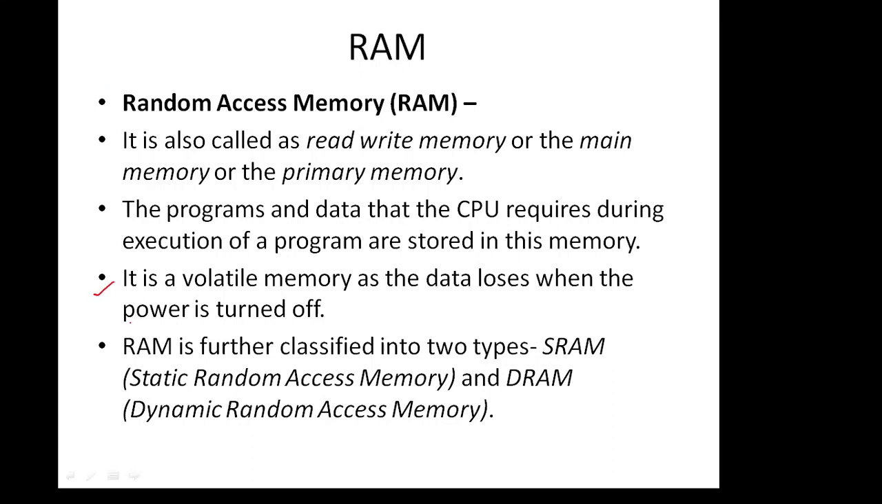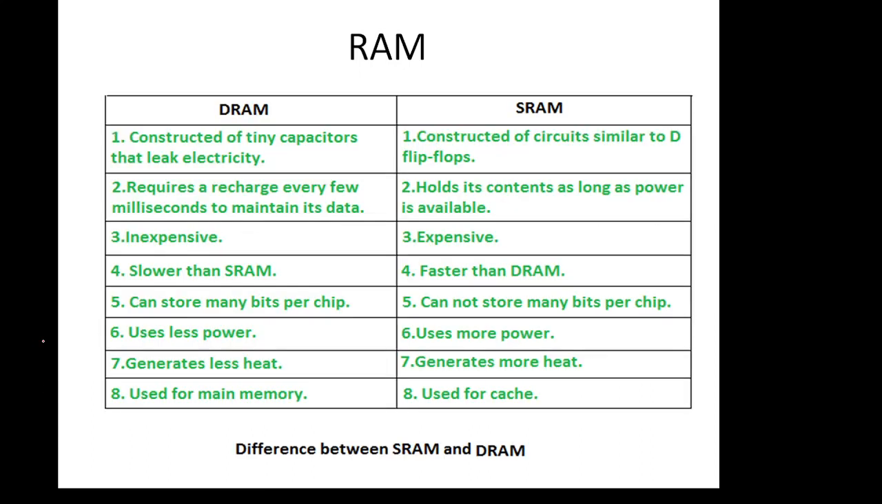This is all we know. RAM is further classified into SRAM and DRAM. SRAM means static RAM, and DRAM means dynamic RAM. Dynamic RAMs are constructed of tiny capacitors that leak electricity. Static RAMs consist of circuits similar to D flip-flops. DRAM requires a recharge every few milliseconds.